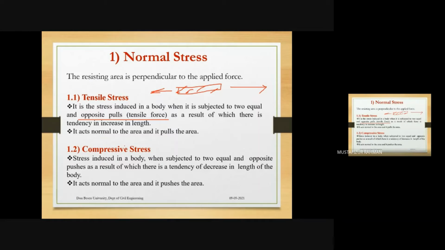What will happen in case of compressive stress? Just the opposite. We have the same structural member. Now the forces are acting towards each other. It's trying to decrease the volume of the structural member. So again, the stress value will be force by area, but the nature of the stress is different. The earlier one was tensile, the latter one is compressive.